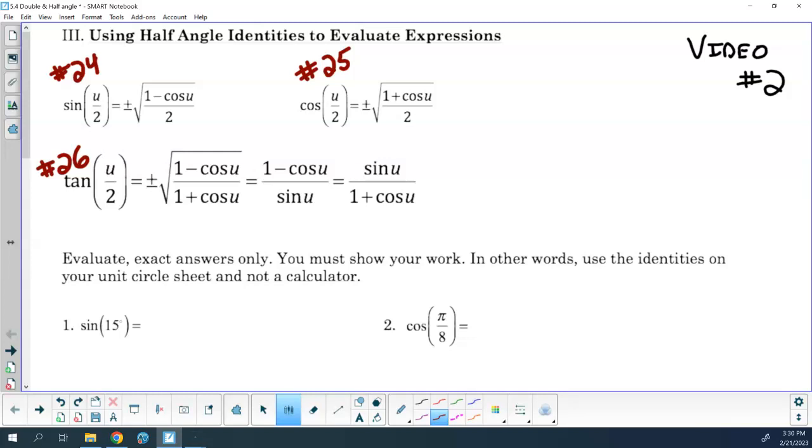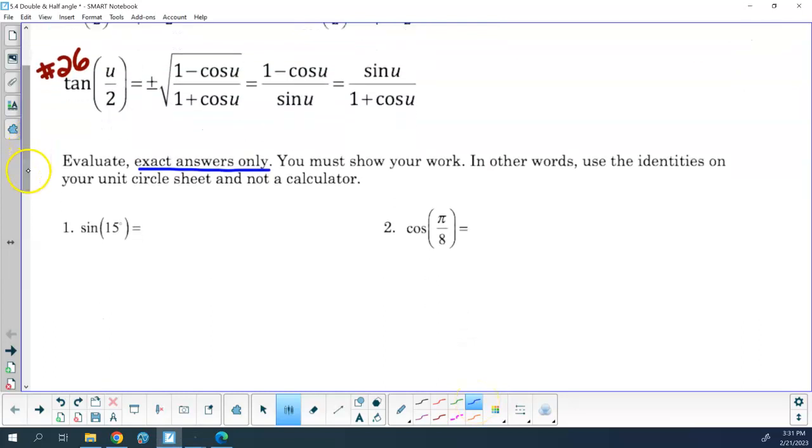You can copy those down at any point in time. Now, using them, if we want to evaluate these things, the kicker here is exact answers only. There's a little more work involved with simplifying these because they're going to look a little funky. And you'll see why once we start into them. So, sine of 15 degrees. Well, the sine of 15 degrees would be the sine of 30 degrees divided by 2.